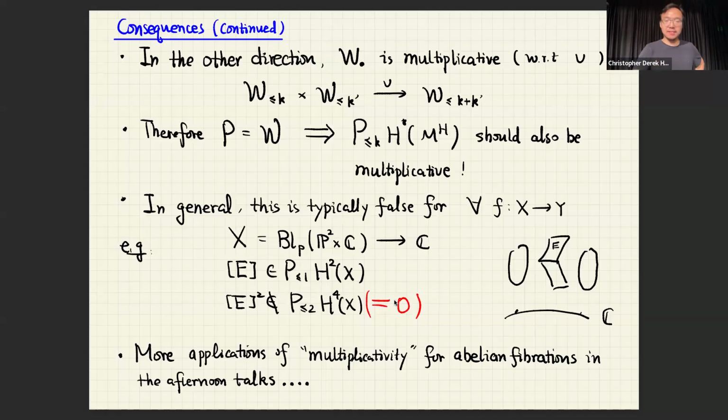Yeah, thanks. Okay, so this means that understanding the multiplicativity for the perverse filtration in abelian fibration plays a key role in this entire story. And actually, a good understanding of this has many more applications, and some of them probably will show up in some of the afternoon talks, including mine on Friday, and also Chi-Zhen's this afternoon.